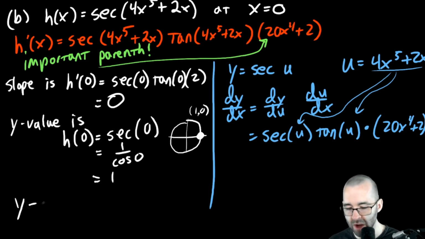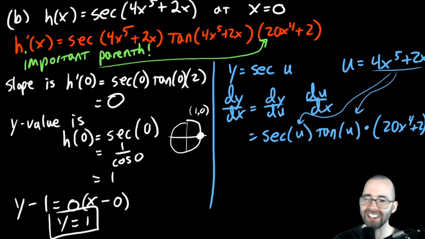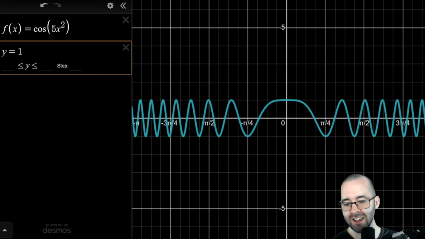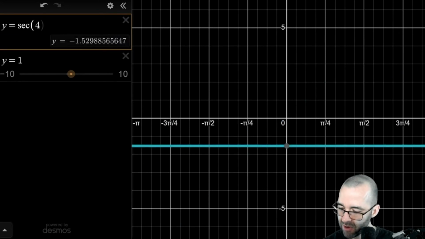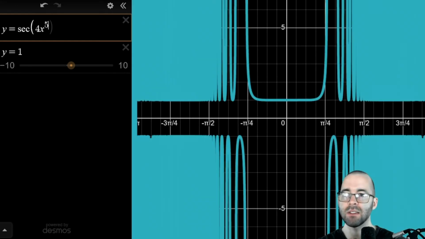So combine everything: y minus the y coordinate is equal to the slope times x minus the x coordinate. Or again, this is literally the exact same tangent line. It's just y equals 1 again. Let's graph it to double check, I do make mistakes. Y equals the secant of 4x to the 5th plus 2x.